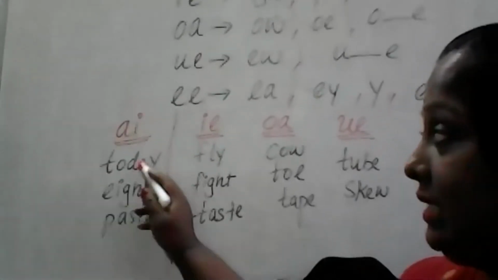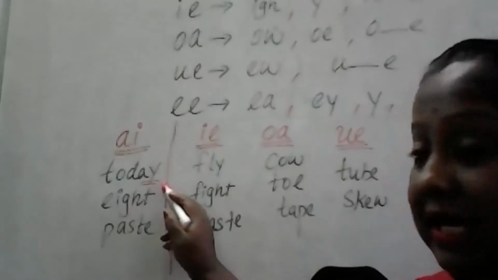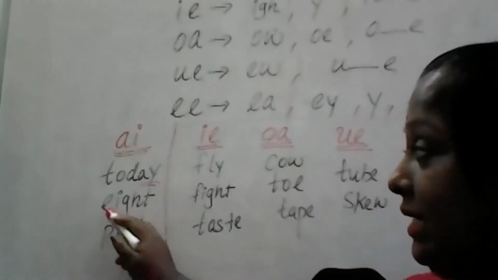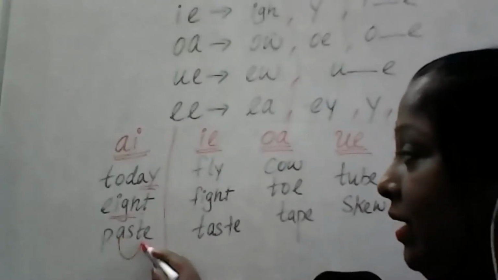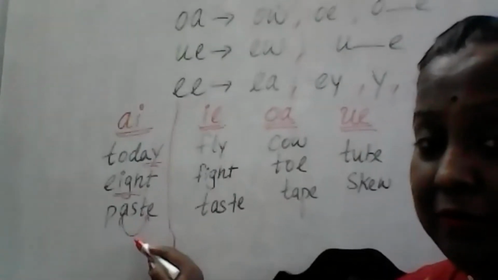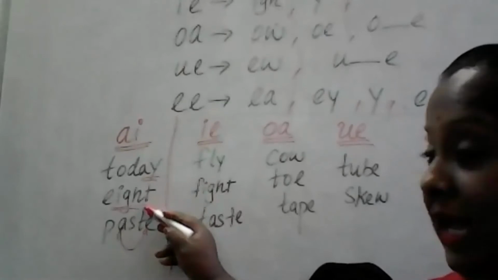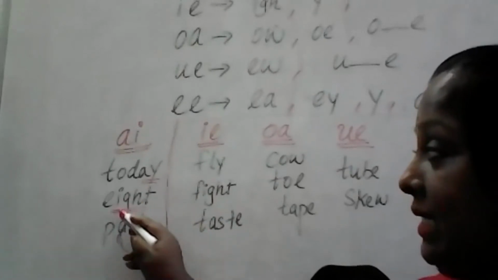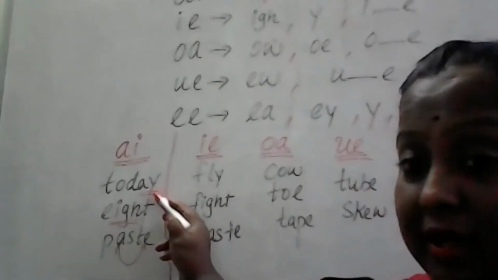Now come down here. Now see, as I said, A. Here you see A: today, eight, paste. Can you observe the sound? See here: today, eight, paste. Here IGH makes the A sound. Here A and Y make the A sound.